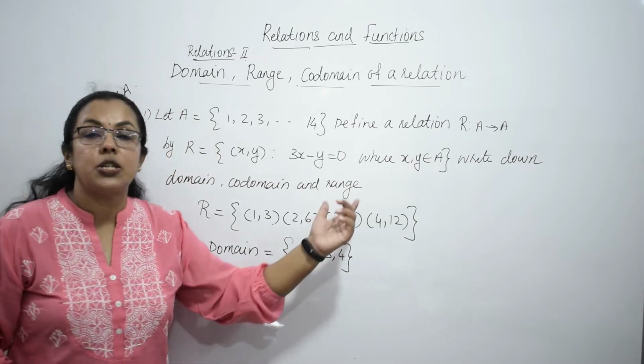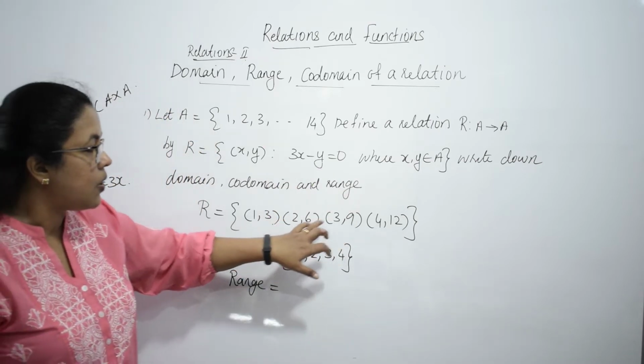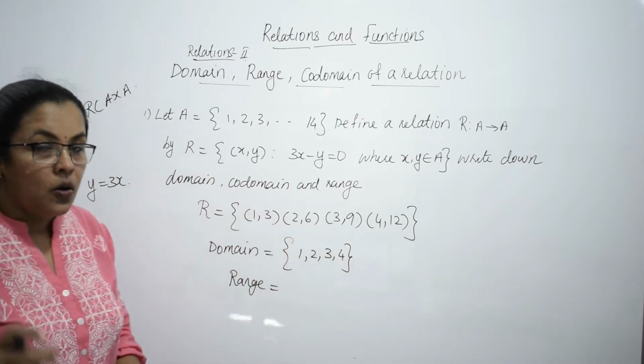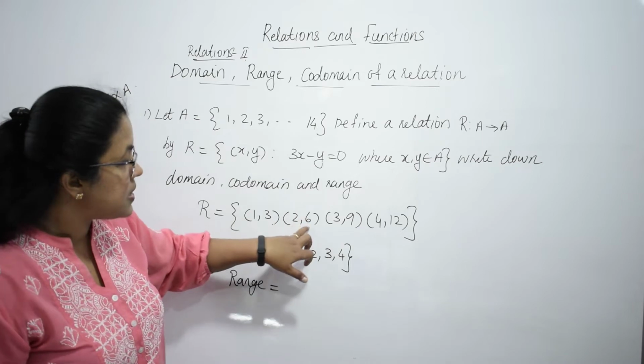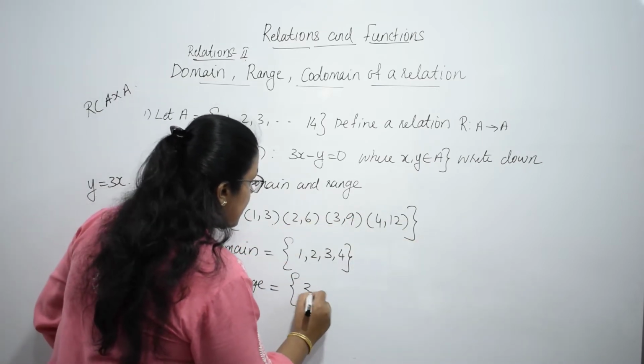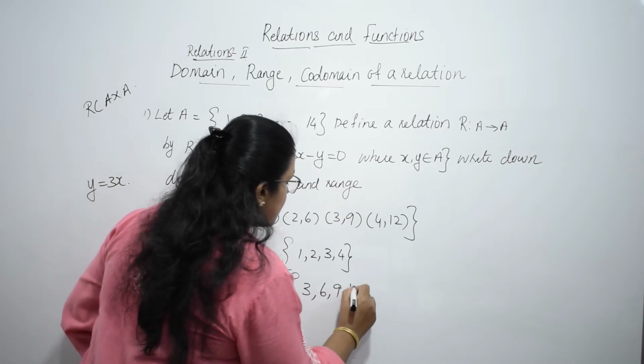Range is the set of second elements in the ordered pair. Which are that? 3, 6, 9, 12.